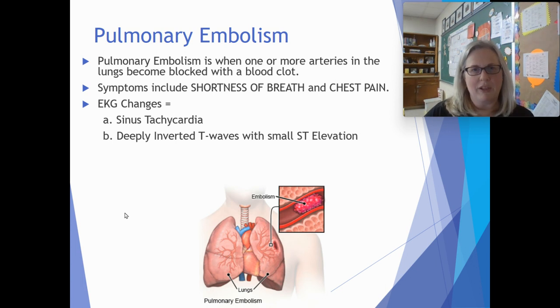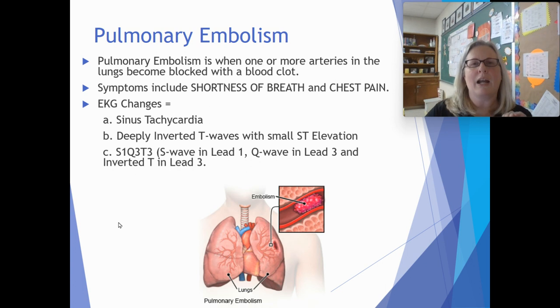Then they follow this formula. It's a tell-all that there's a pulmonary embolism going on. In lead one, the S wave in lead one, the acronym you use is S1Q3T3, right? So the S wave in lead one, remember QRS, the Q wave in lead three, it's going to be the first Q, and you'll see an inverted T wave in lead three.